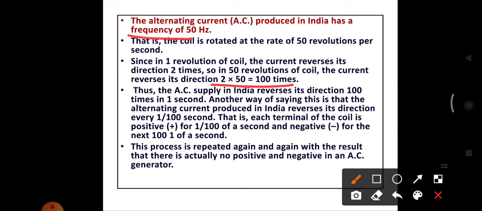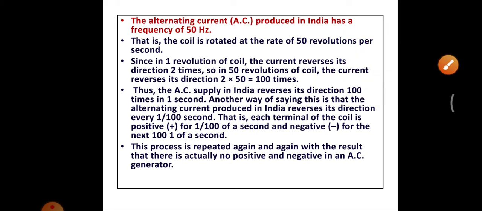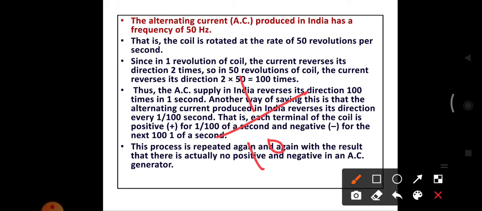So it is a very important question. What is the frequency of alternating current? 50 Hz. See, in your home electric meter box, they have written 50 Hz. That means in 1 second, it produces 50 revolutions. In another way of saying this, the alternating current produced in India reverses its direction every 1/100 second.